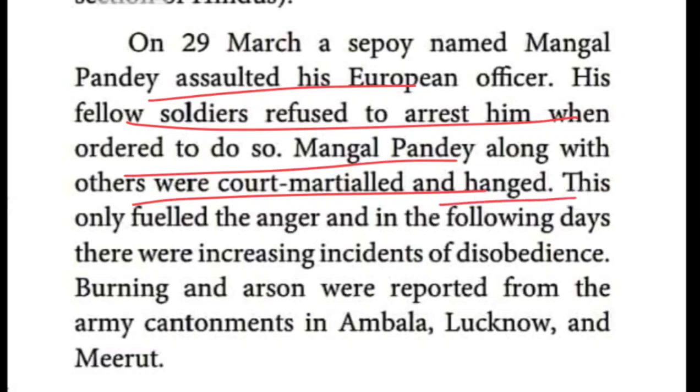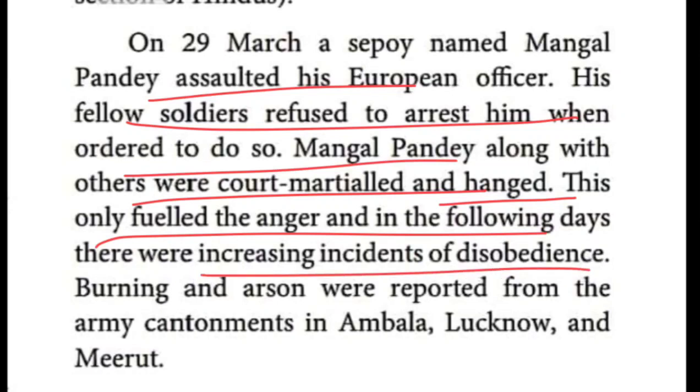So this only fueled the anger. It increased the anger, and in the following days there were increasing incidents of disobedience. Indian soldiers, no one obeyed the British officers and generals. There was burning as well as arson, setting fire, the same thing, kalavaram, as they used to say in Tamil. And they were reported from the army cantonments.